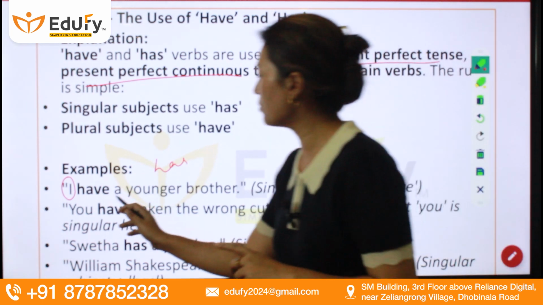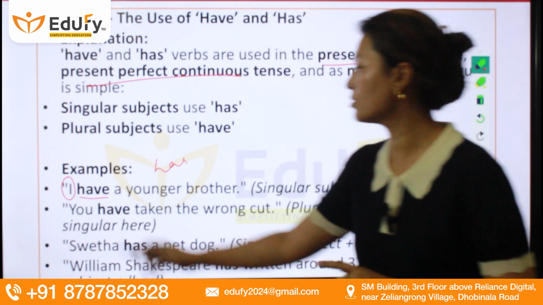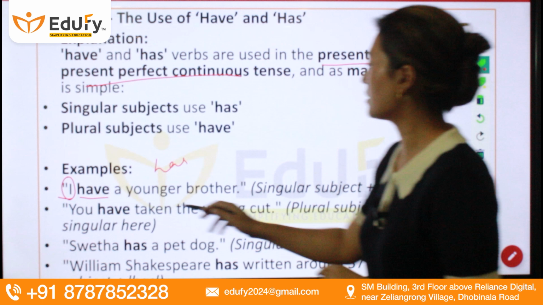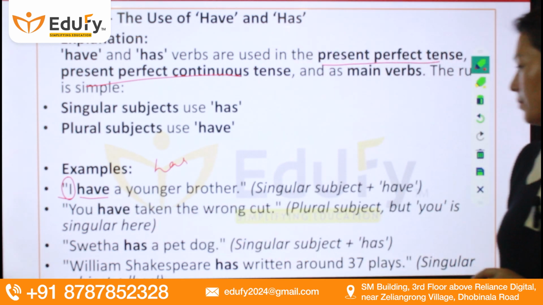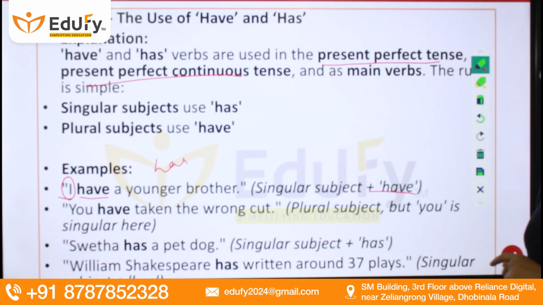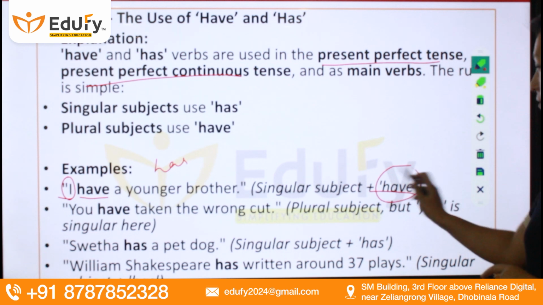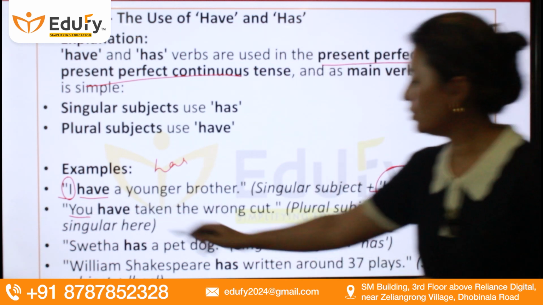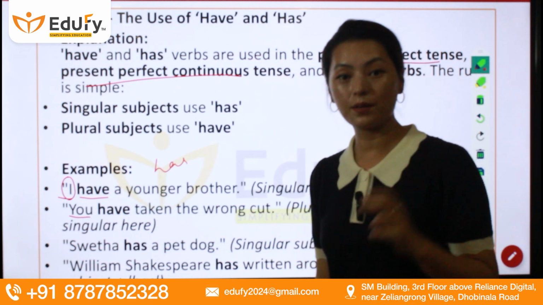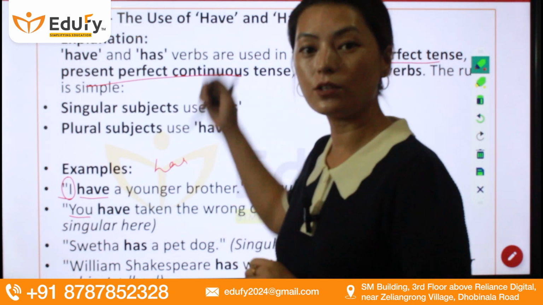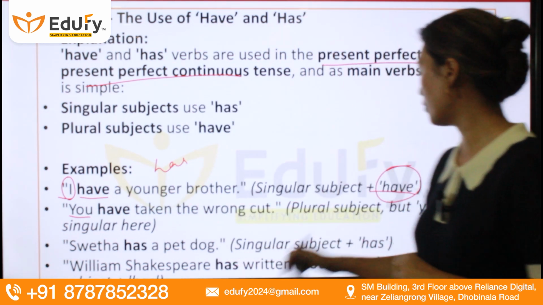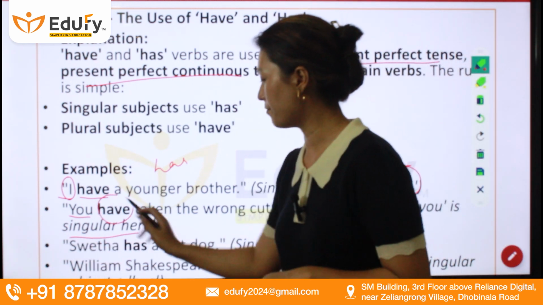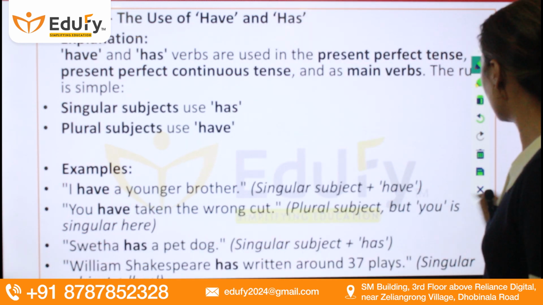That is, either it's in the present perfect or present perfect continuous tense. Now, the reason that I've used I have here is because of the pronoun I. Even though it is a subject that is singular, I will have to use the word have. Here, you have taken the wrong cut. You is a plural second person pronoun, again, as we talked about earlier on. So, therefore, the verb will also be the plural verb have. Let's move on to the next one.